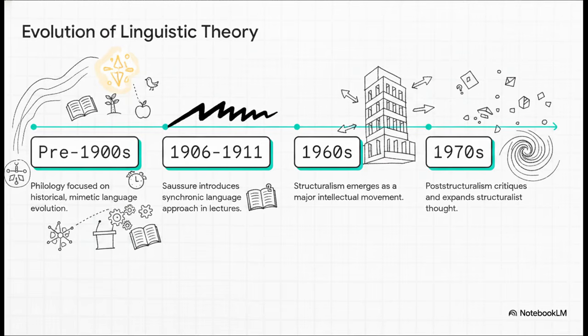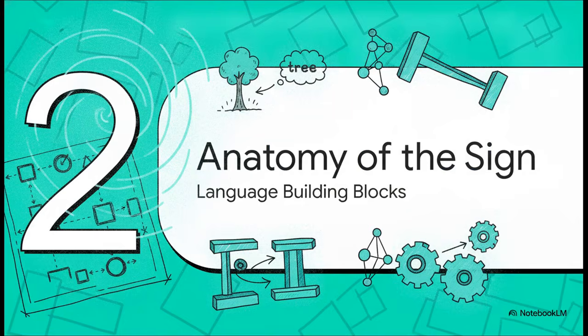But then, between 1906 and 1911, a linguist named Ferdinand de Saussure delivered a series of truly groundbreaking lectures. And fun fact, Saussure never even published this theory himself. His students had to compile his lecture notes into a book after his death because the ideas were just that revolutionary. He introduced a synchronic approach. This effectively freezes language as a complete system in a single moment of time, rather than tracking its long history. And it was this massive intellectual shift that paved the way for structuralism in the 1960s, and later on, post-structuralism in the 1970s.